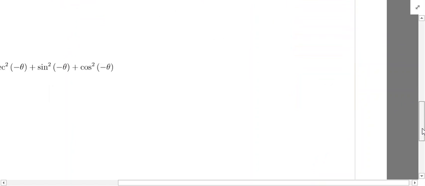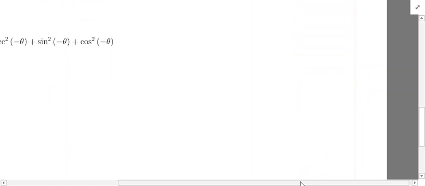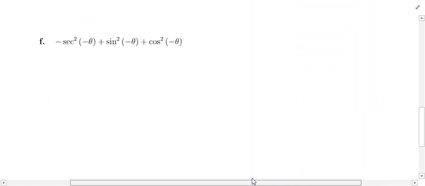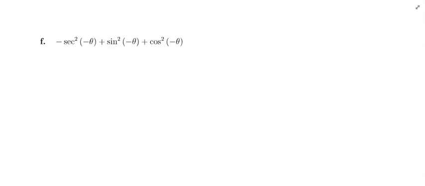All right, let's try one more. Then I think you'll be perfectly set up for verifying identities. Our expression in part F is negative secant squared of negative theta plus sine squared of negative theta plus the cosine squared of negative theta.